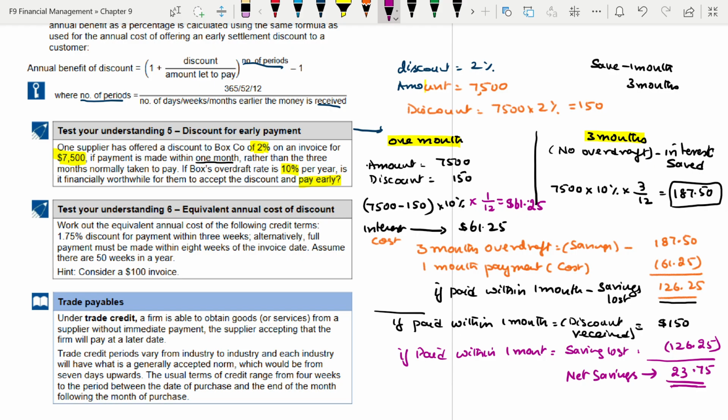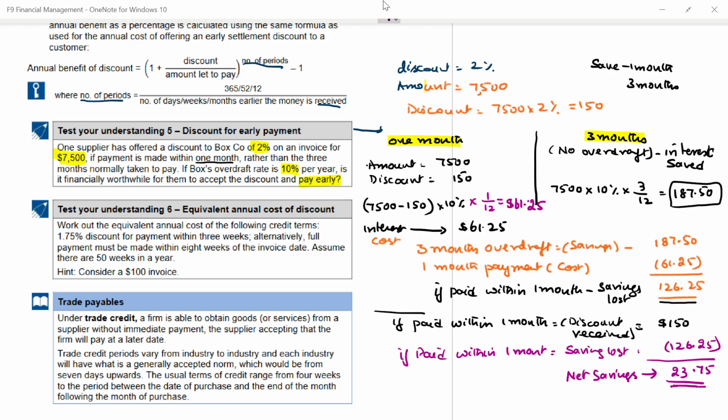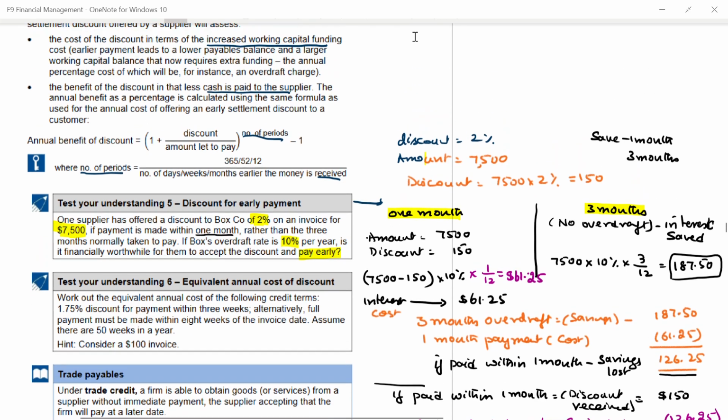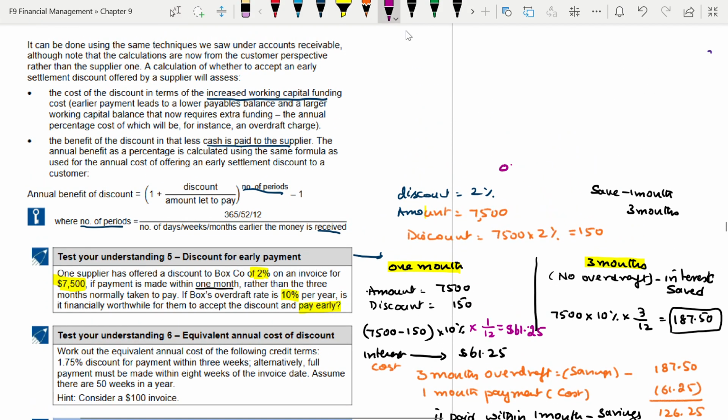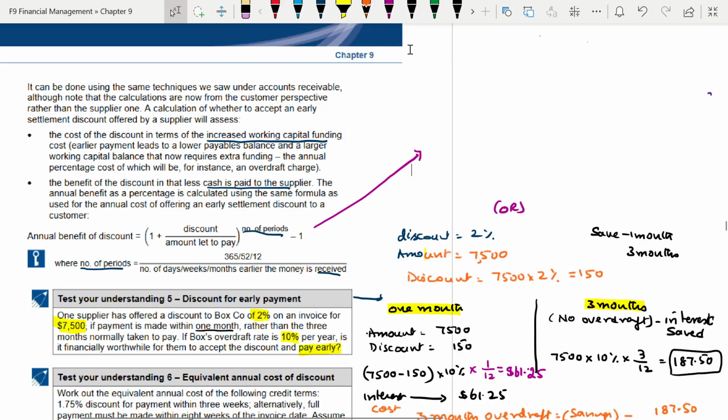123.7. This is one of the ways of doing things. Next, I will give you another short method as per the formula. Okay, as per the formula, we will do. How much is the discount we are going to get?